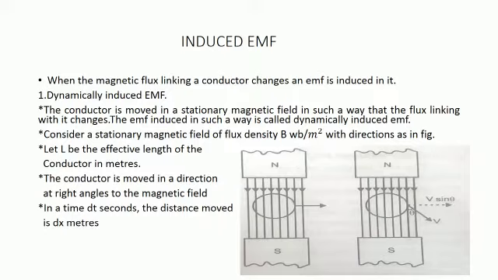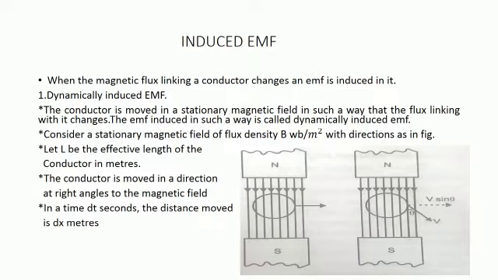What does dynamically induced EMF mean? The conductor is moved in a stationary magnetic field in such a way that the flux linking with it changes. The EMF induced in this way is called dynamically induced EMF. Consider the diagram. Two electromagnets, north pole and south pole, are placed near each other. The direction of the magnetic field is from north pole to south pole. The center part carries one coil, the conductor. Here the conductor is moving and the magnetic field is stationary, so it is called dynamically induced EMF.